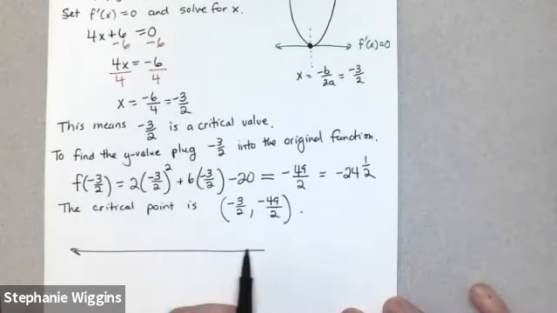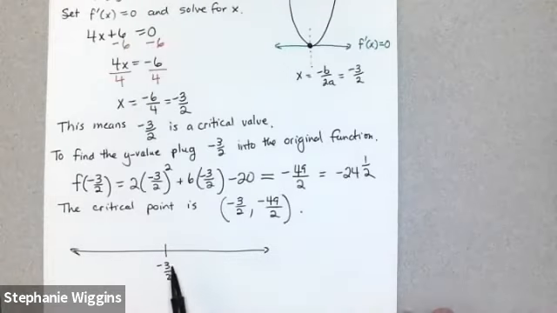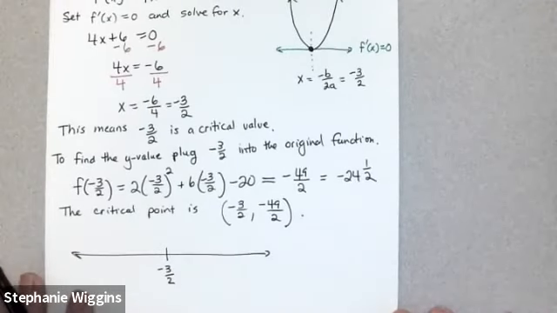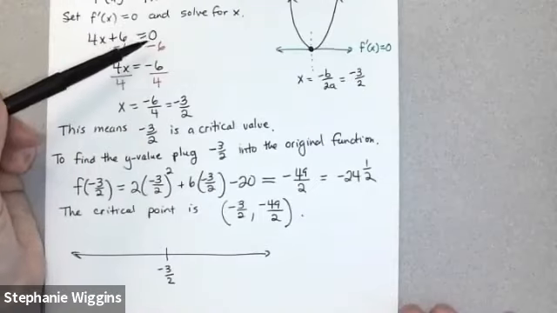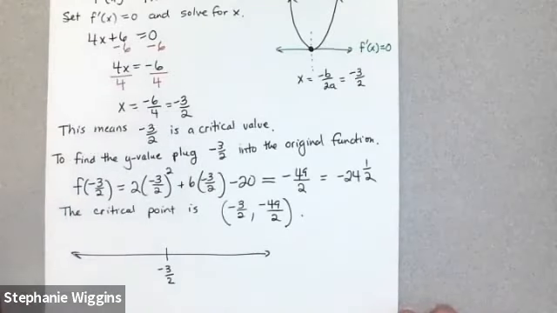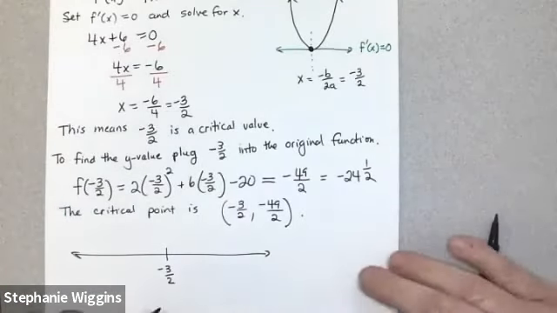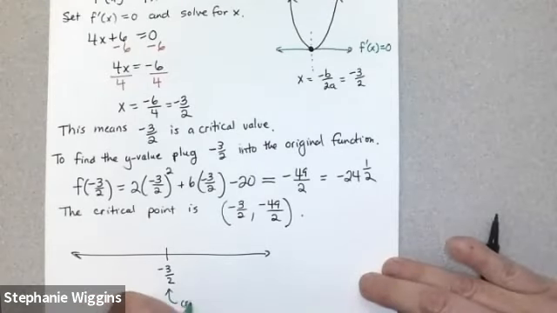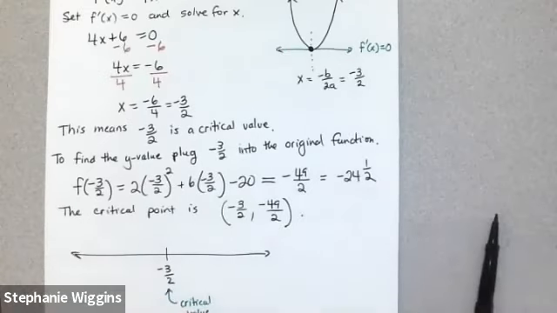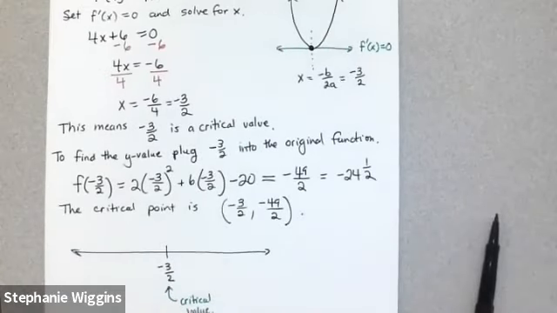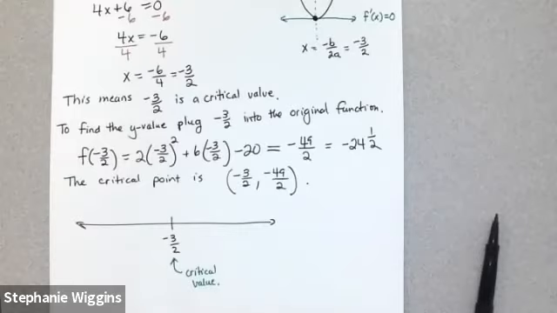So on the x-axis, this is a critical value, -3/2. We showed it was a critical value because we did the first derivative, set it equal to 0, and then we got -3/2. So here's my critical value. And what happens at a critical value is a function changes from either increasing to decreasing, or from decreasing to increasing. So something's changing there.